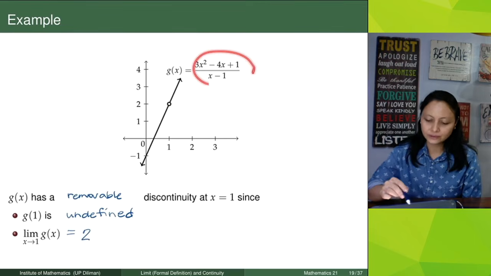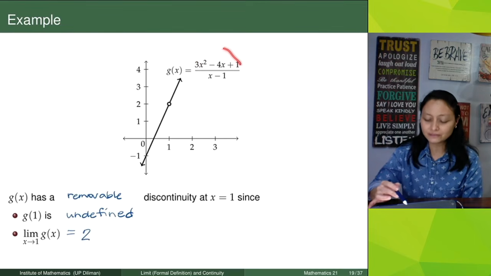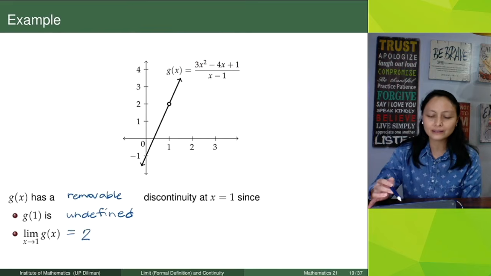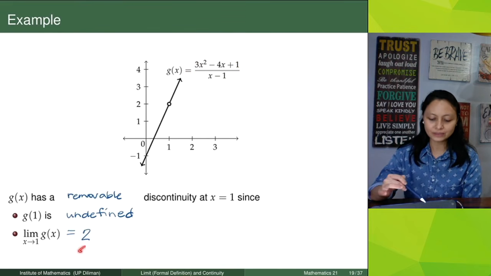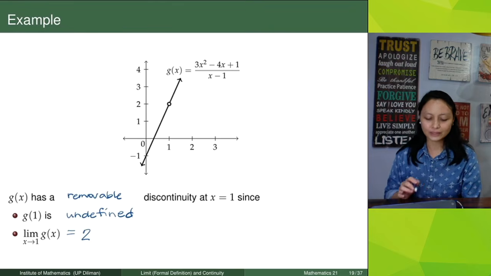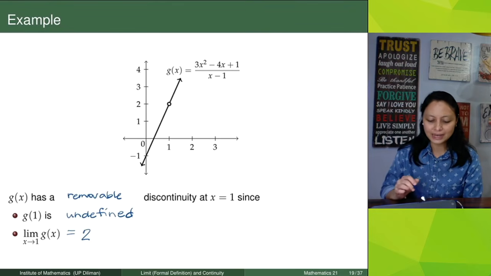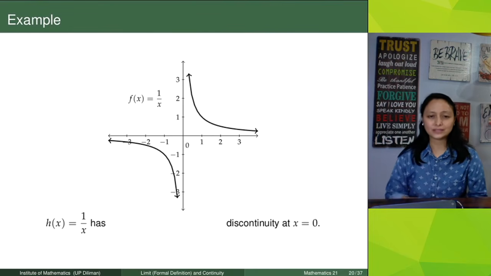Or you can look at this. You can get the limit of this function. Sige, verify nyo ha, na ang limit ng function na to as x approaches 1 is equal to 2. Okay, so kung nag-exist yung limit, undefined lang yung g of 1, then removable discontinuity yun.